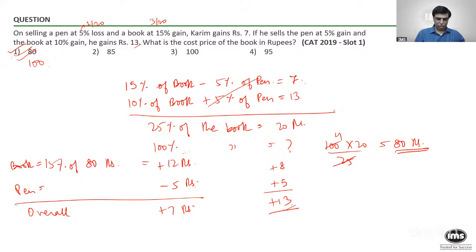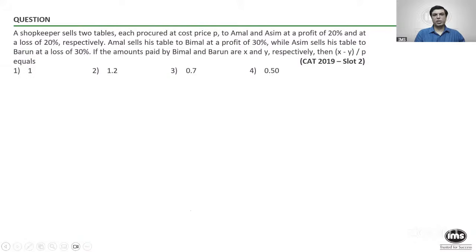Okay, great. So then let's look at the next question of profit and loss. This is again a CAT 2019 question, and this is from slot 2. Again, we are going to look at some different ways of solving this.